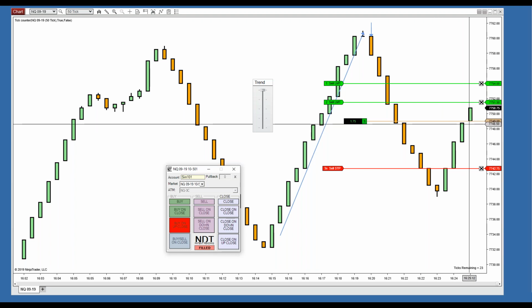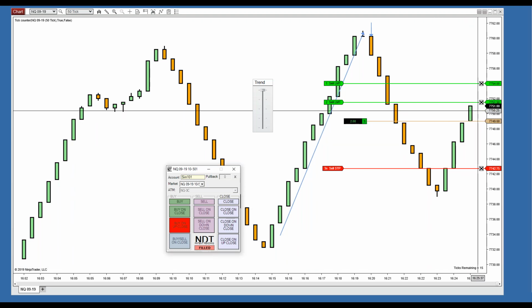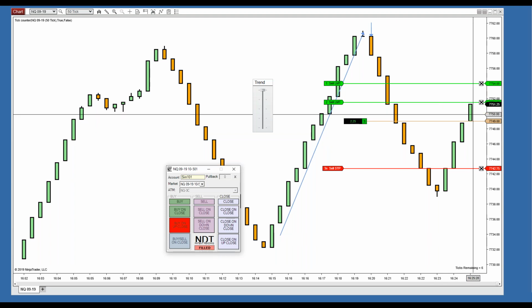Doesn't matter what you're trading. Now, it's tougher if you're trading ticks, and it's tougher if you're trading time, because you don't know exactly when the market's going to close.